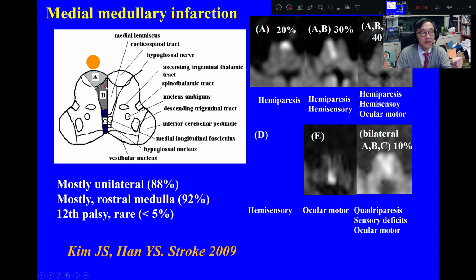A small lesion here will lead to motor system involvement and motor symptoms. B involvement will lead to motor and sensory system involvement. ABC, all involvement will lead to motor system, sensory system, and cranial nerve dysfunction altogether. And if this is bilateral, the prognosis is very bad. Fortunately, this is less than 10% of cases.